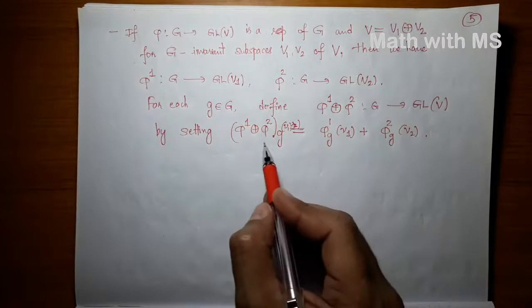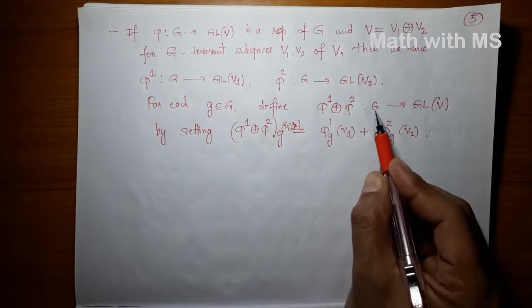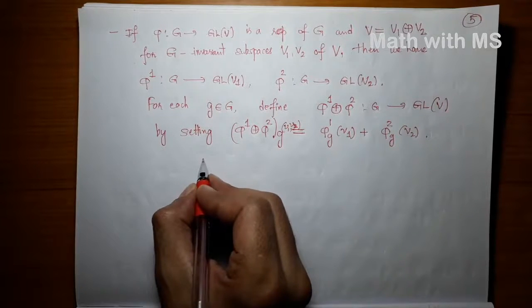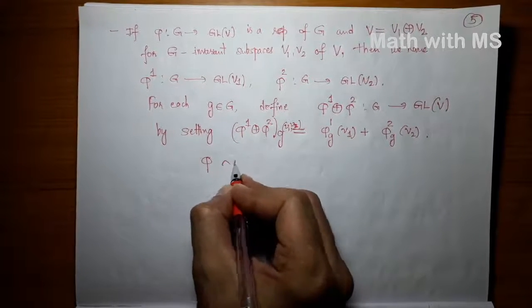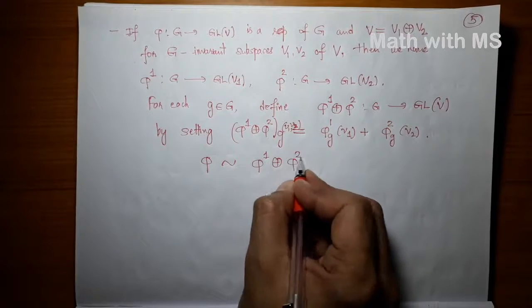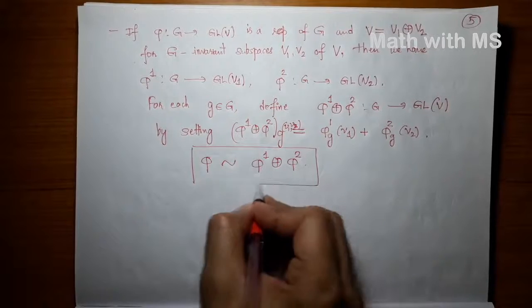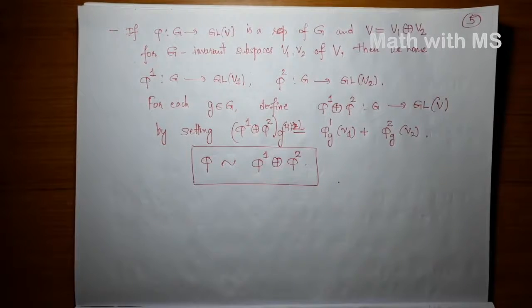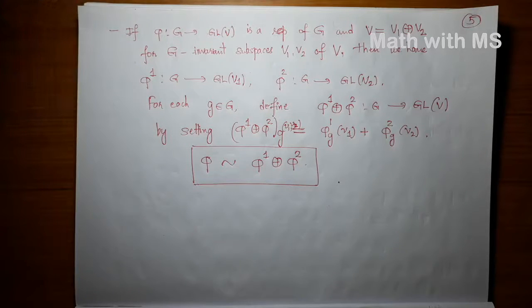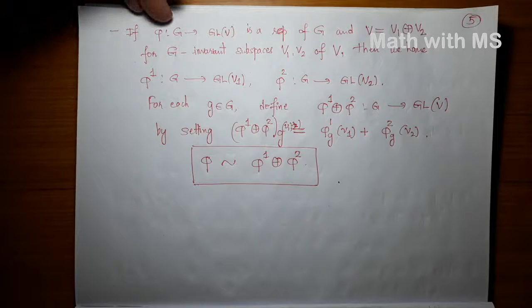One can easily check that it's actually a homomorphism from G to GLV, and it turns out that phi is in fact equivalent to phi 1 direct sum phi 2 with this definition. So if we have a vector space which can be decomposed as a direct sum of two G invariant subspaces for a given representation phi, then you can restrict this representation.